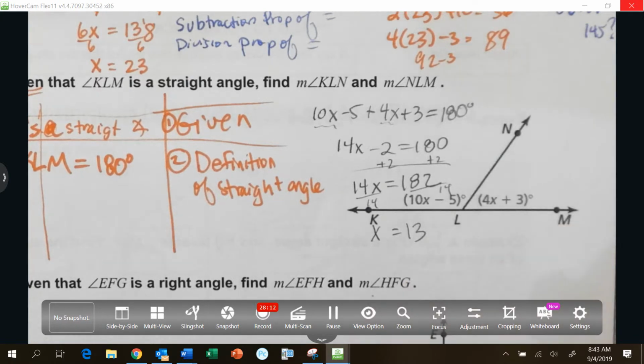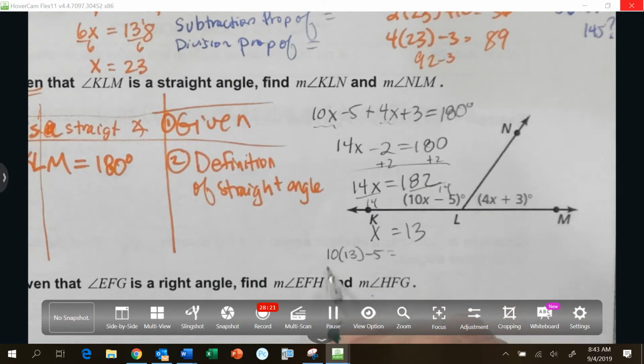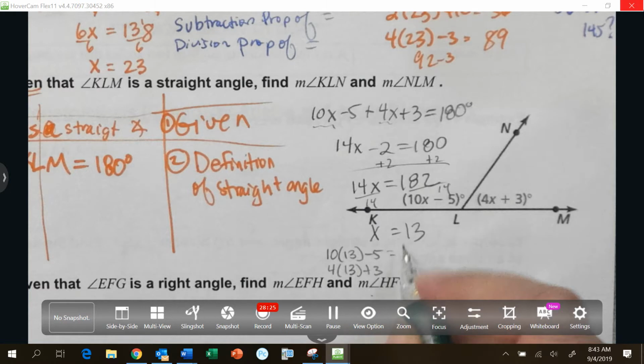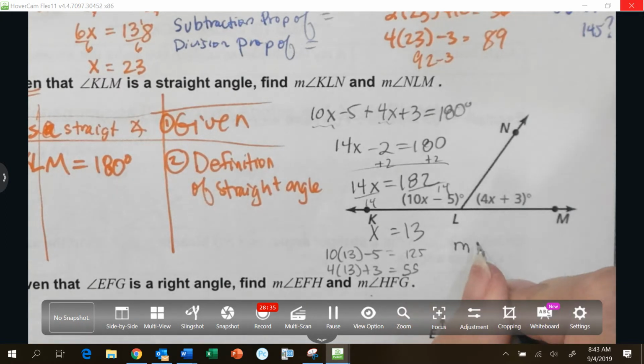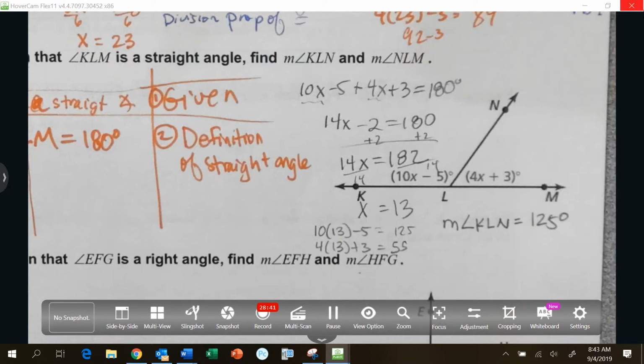And are we done? Now, what do we need to do now? We got to plug it in. We got to substitute it. So we're going to do 10 times 13 minus 5 and 4 times 13 plus 3, 130 minus 5 is 125, and 52 plus 3 is 55. So measure of angle KLN equals 125 degrees.